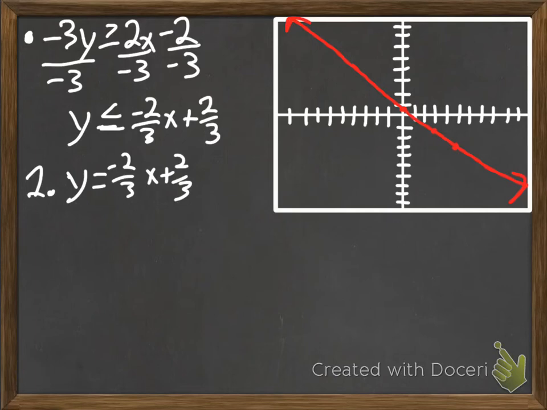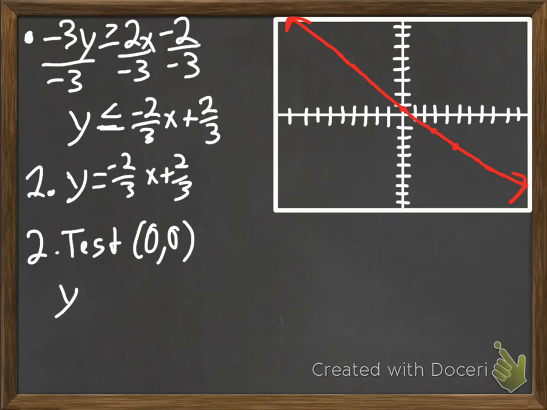So step 2 is to test. Now, remember, we want to test 0, 0 if we can. The only reason we could not test 0, 0 is if the line is actually on 0, 0. If the line is on 0, 0, you can't test it. But as we can see, our line is not. So we can test it.